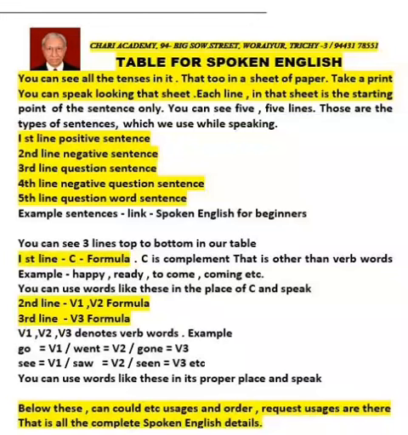Second line, V1, V2 formula. Third line, V3 formula. V1, V2, V3 denotes verb words. Example, go V1, went V2, gone V3. See V1, saw V2, seen V3, etc. You can use words like this in its proper place and speak.